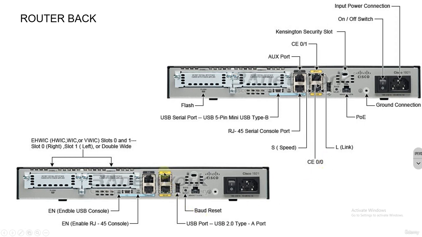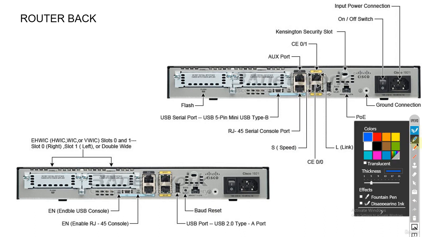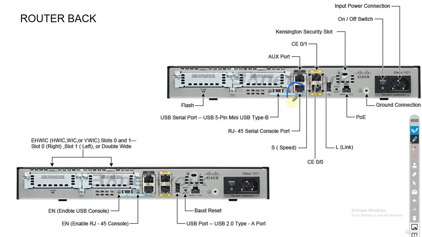Similarly, on this one, if I can show you with my pen, we have these yellow ports, which indicates what? Ethernet ports. Okay. Then we have this baby blue color port here as well. And what is mentioned? This is RJ45 console.